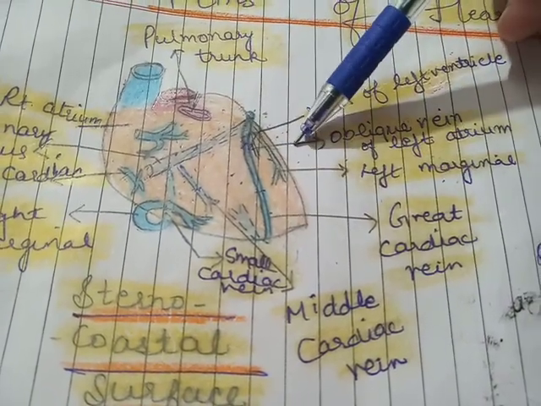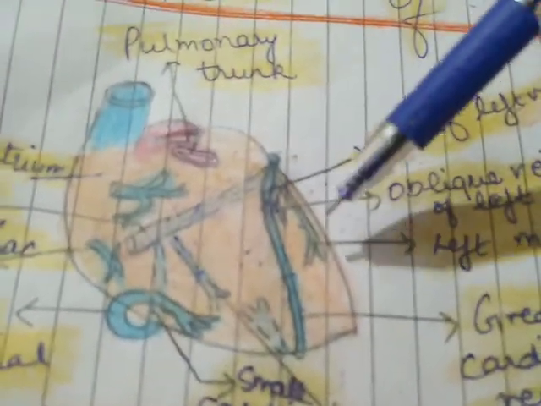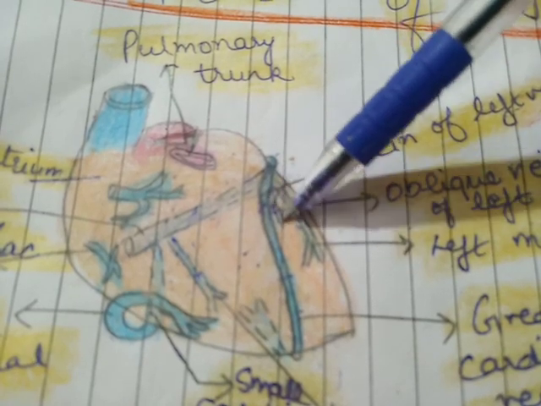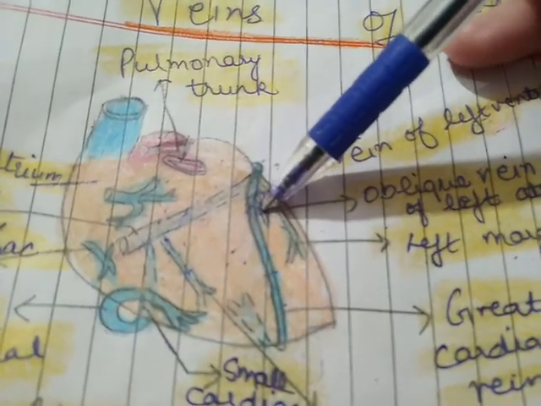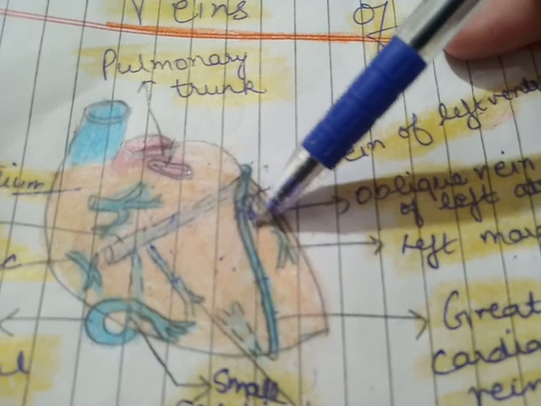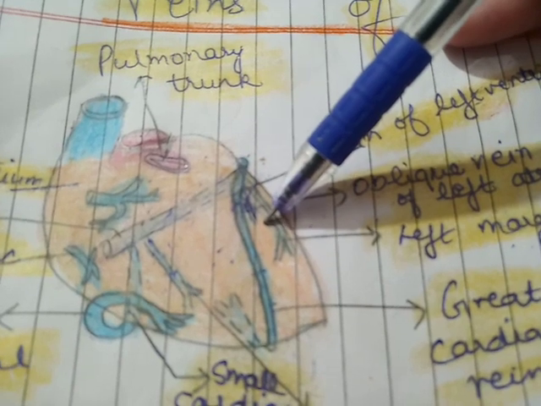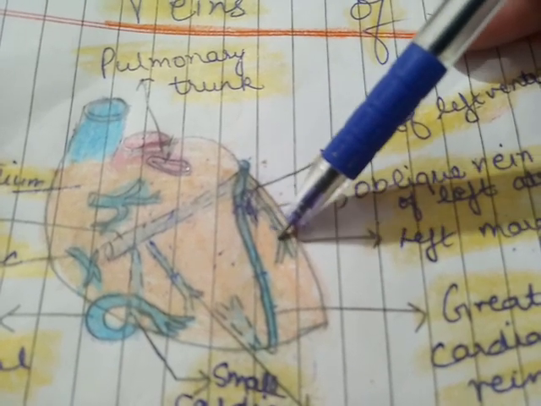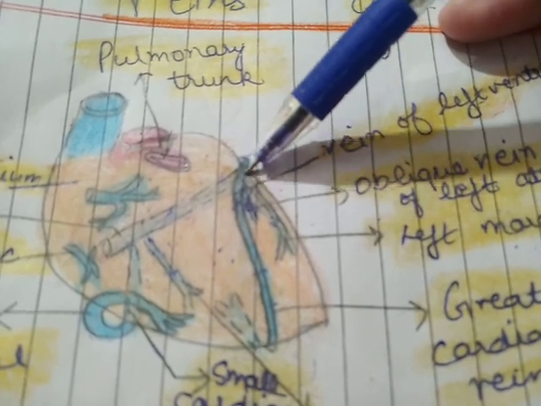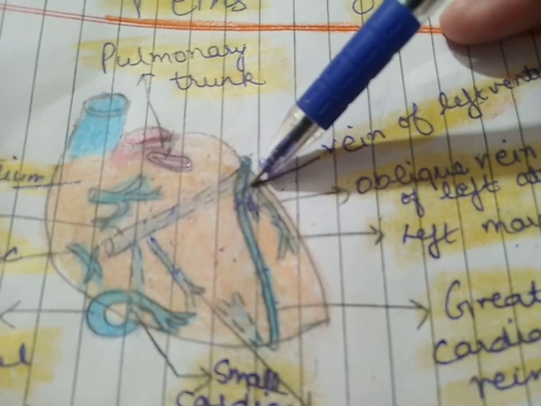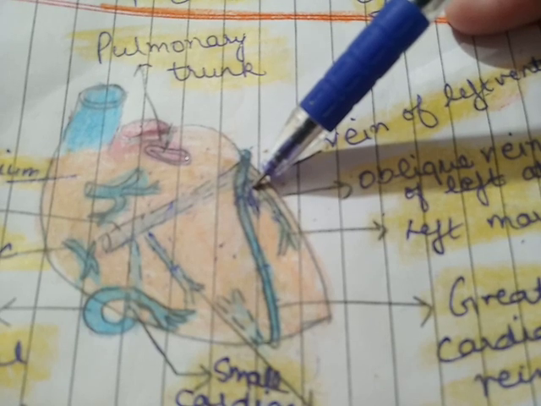This is the great cardiac vein. This is the oblique cardiac vein. I have drawn it there also. This is the left marginal vein. This is the oblique cardiac vein, right? So the oblique vein of the left atrium is also called the oblique vein of Marshall. It is a small vein running on the posterior surface of the left atrium, as it is drawn dotted. It terminates in the left end of the coronary sinus. It is derived from the left common cardinal vein or duct of Cuvier.